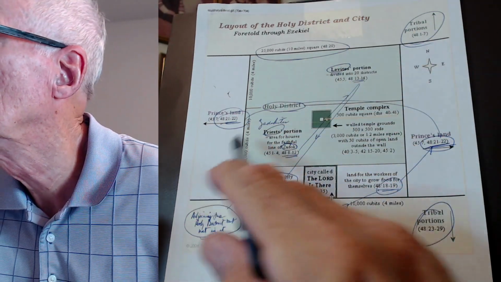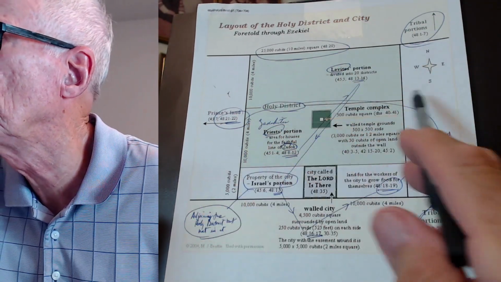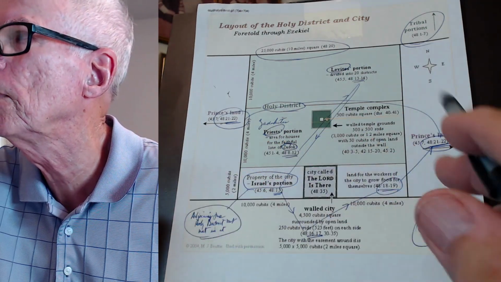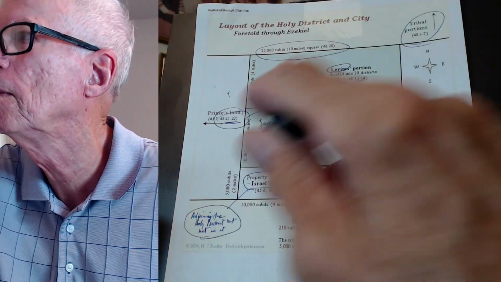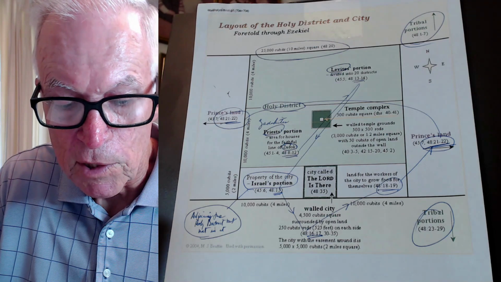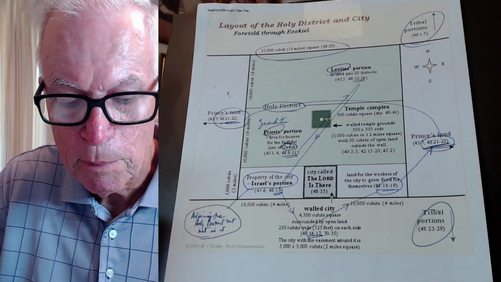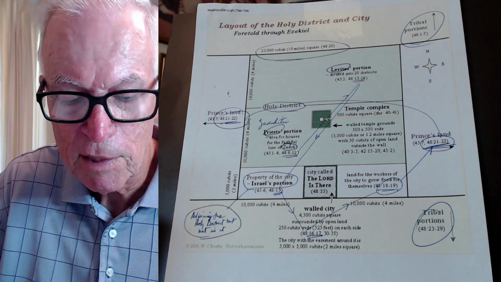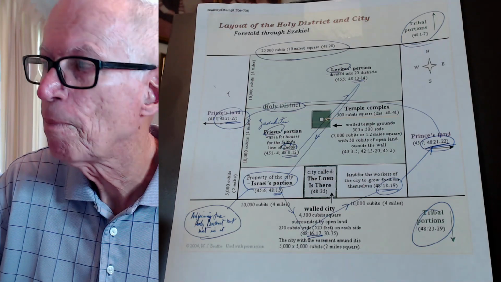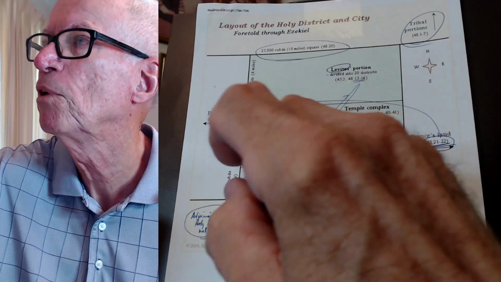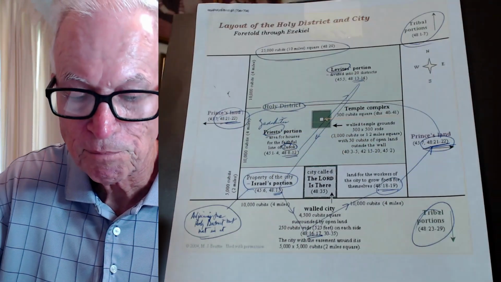Here's the prince's land. It's split in 2 pieces, one on the east, one on the west. There's a compass, west and east. Prince's land: it will extend eastward from 25,000 cubits of the sacred portion to the eastern border, and westward from 25,000 cubits to the western border. So I guess this is 25,000 cubits going out this way and 25,000 cubits going out that way.